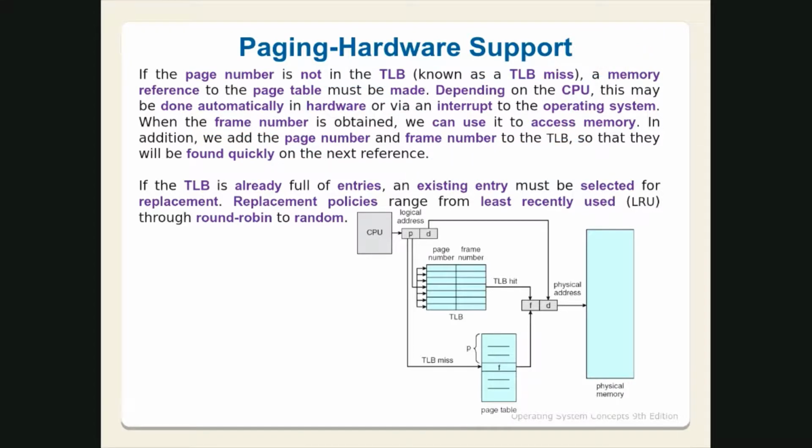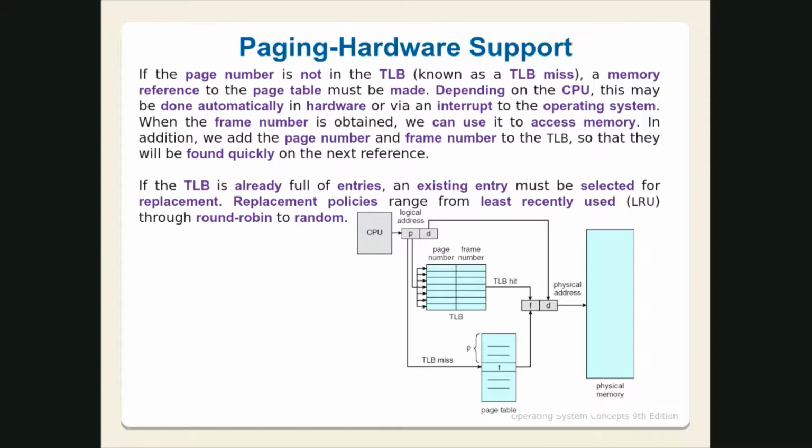So when there is a TLB miss, you need to find the corresponding frame number of the page number and make an entry in the buffer for further reference, the next reference. In case the buffer is already full, remember, I told you it is a small memory unit.